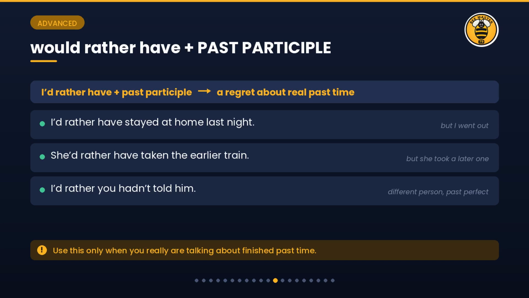And if you truly want to talk about the past, about something that has already happened, add have plus a past participle. I'd rather have stayed at home last night. Meaning, I went out, and now I wish I hadn't. She'd rather have taken the earlier train. And if it is a different person in past time, use have plus the past participle. I'd rather you hadn't told him. So, to keep the two apart, past simple, like didn't, is for now and the future. Have plus past participle is for real, finished past time.